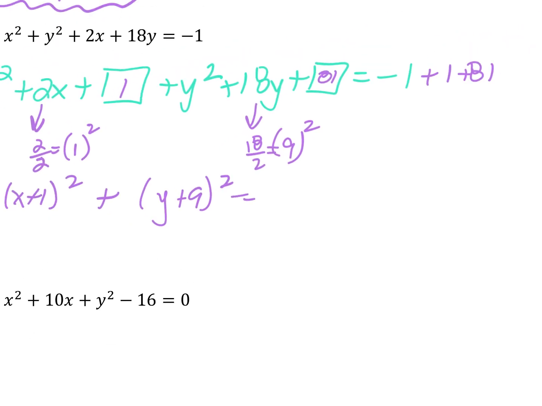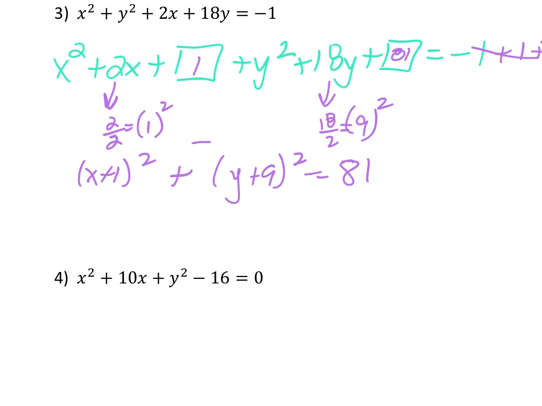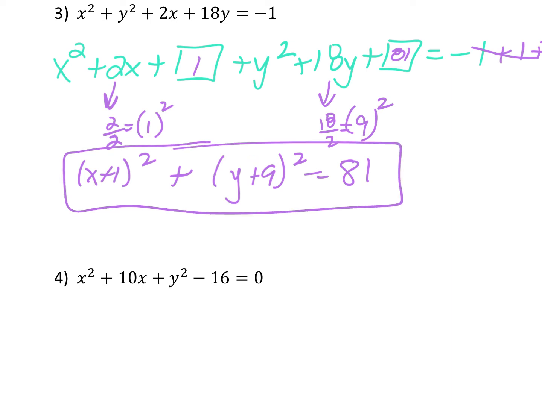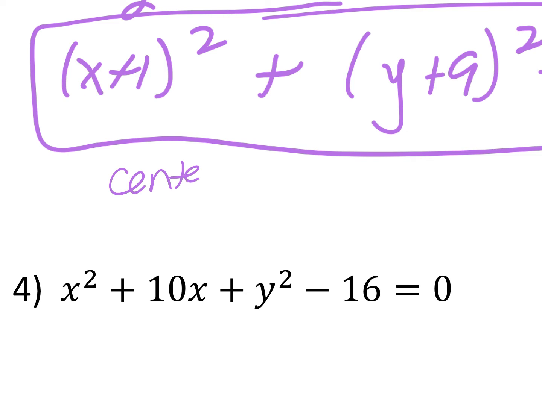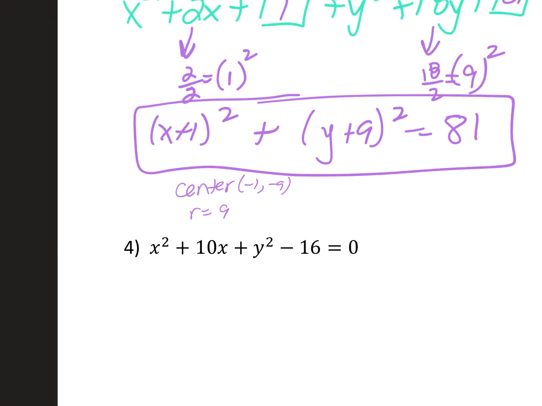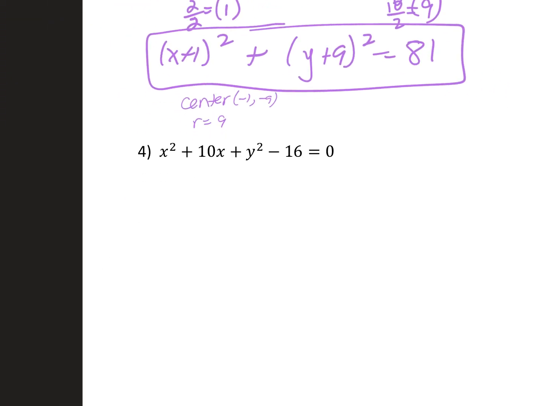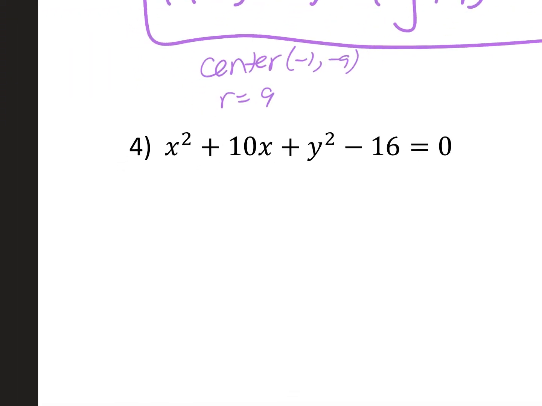So if I have a negative and a positive 1, that cancels out, right? So I equals 81. Here is my equation of my circle in standard form. What's my center? My center is -1, -9, good. And what's my radius? 9, perfect. You guys all right? Yeah. Okay, let's do a couple more.